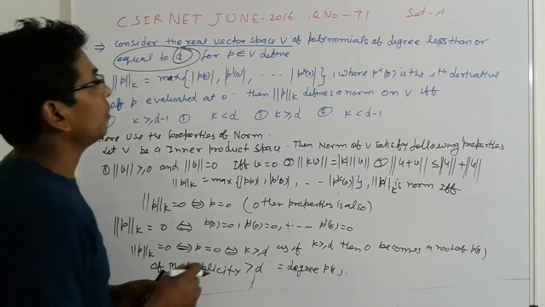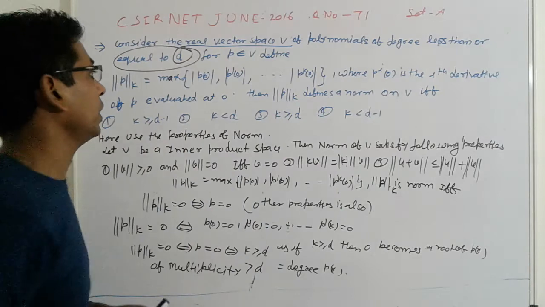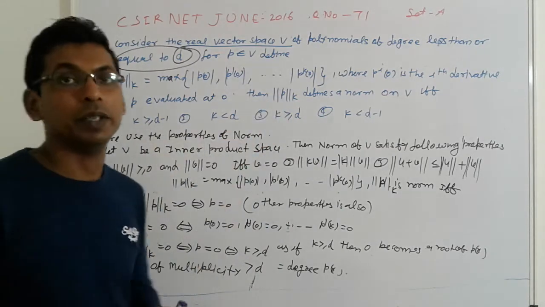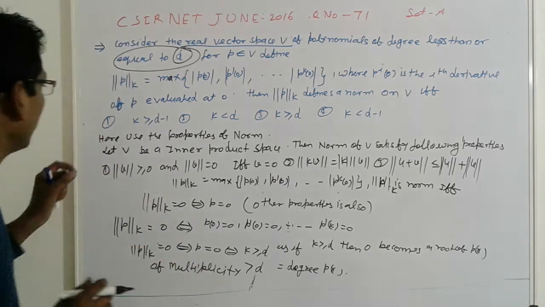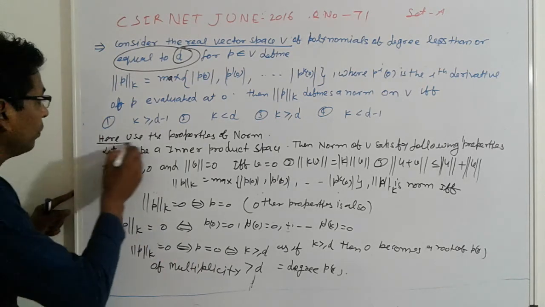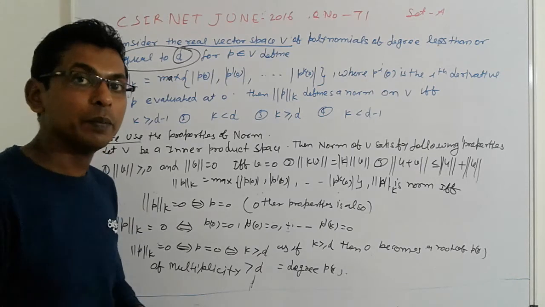Then the norm of p_k is defined, and it is a norm on V if and only if... what is this? What will be the value of k? Simple, what is k? A simple property, friends. Here we use the properties of norm. What is the property of norm?